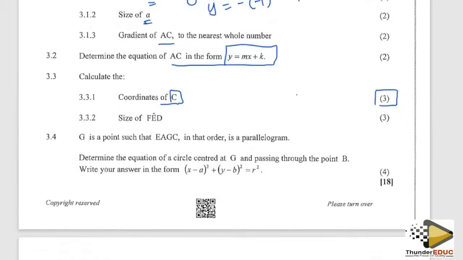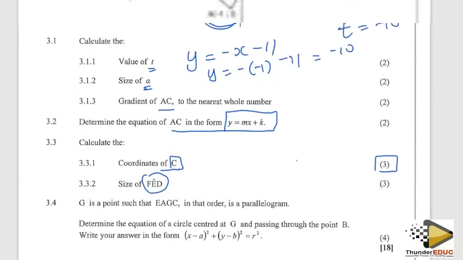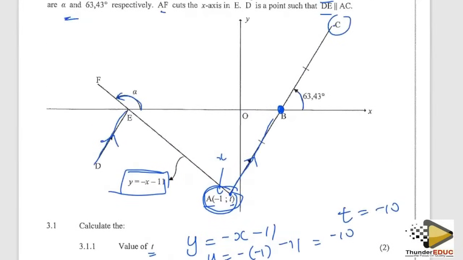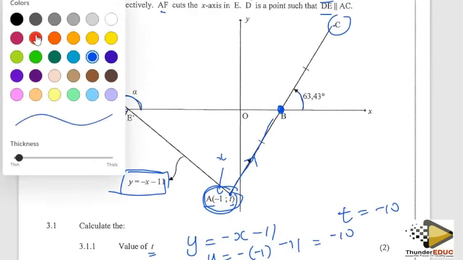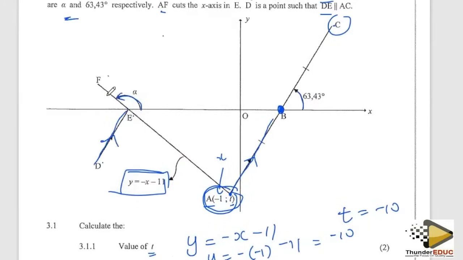All right, then 3.3.2, they want the size of FED. What is FED? FED. So they want us to find this big angle. This angle.